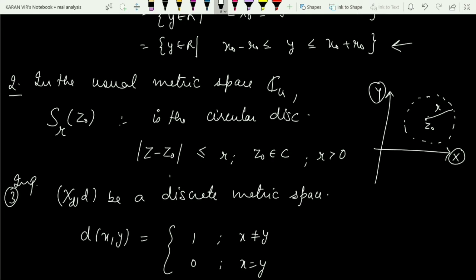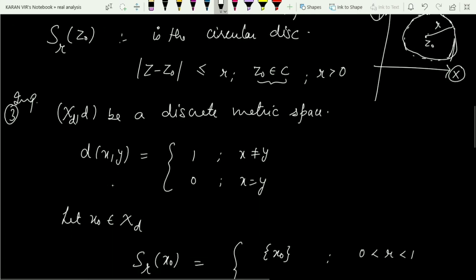Similarly, let us take another example, the complex plane under the usual metric. If I consider the center to be z naught and radius r, that is a circular disk. In this case, the closed sphere will be nothing but |z minus z naught| less than or equal to r, where z naught is the center and r is the radius. In this case, the dotted line will convert into a solid line, so you need not draw the dotted line. The boundary will also be included in this case.